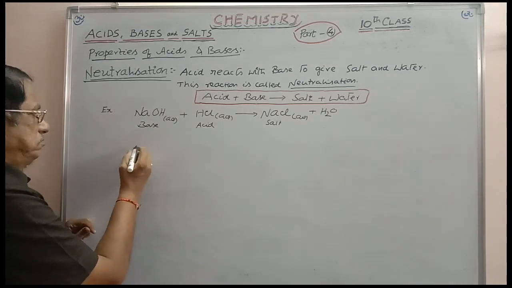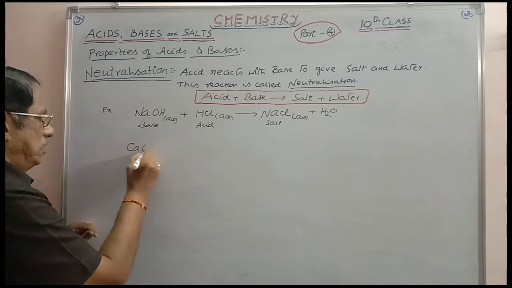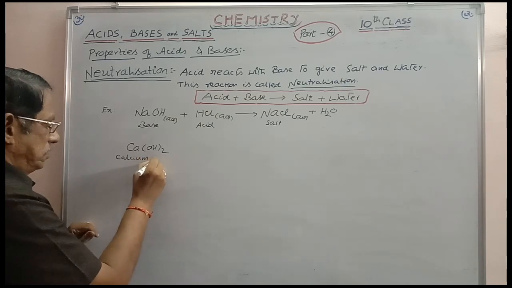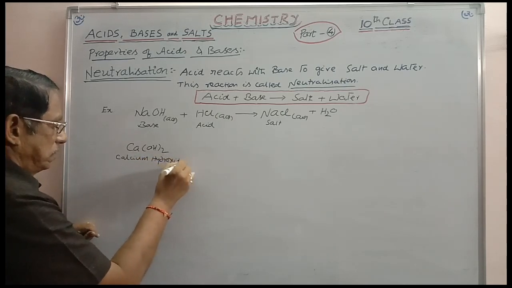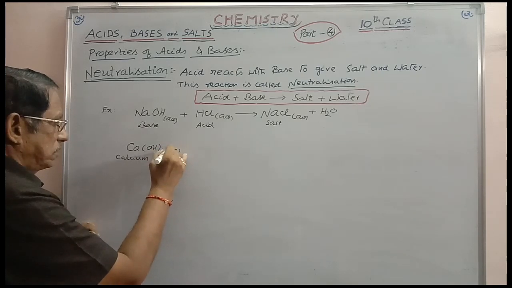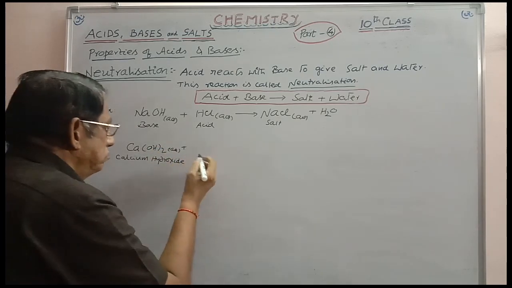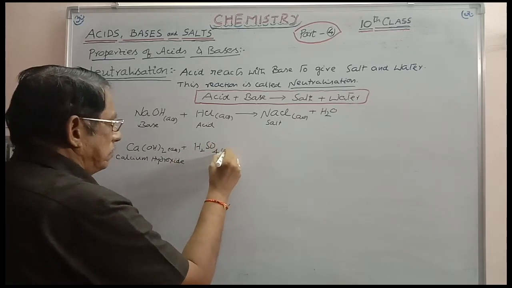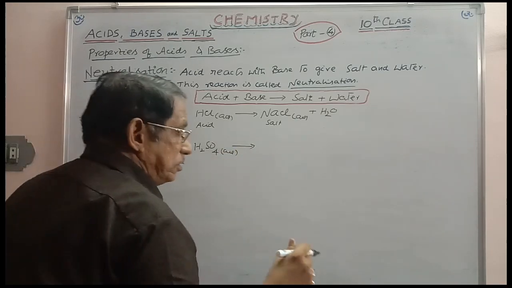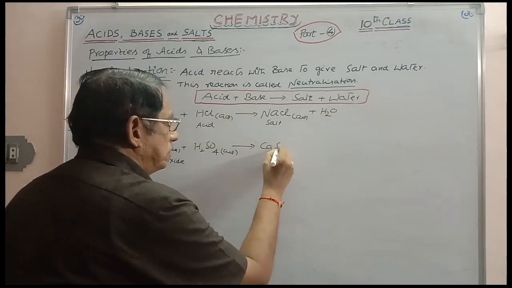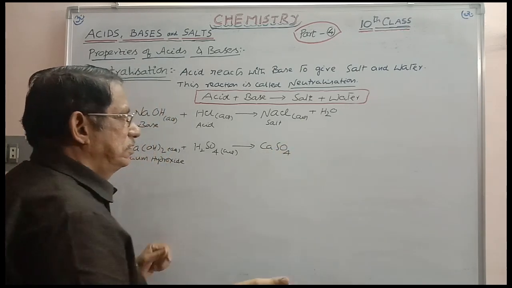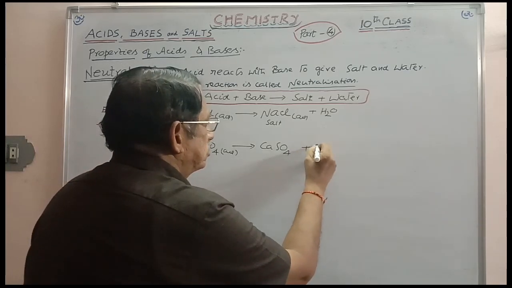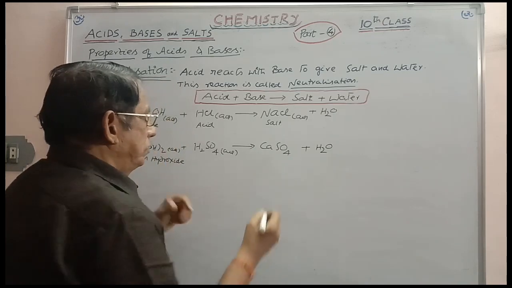Similarly, you can take another one, calcium hydroxide aqueous, plus H2SO4 aqueous, sulfuric acid. You will get salt, namely calcium sulfate. It is present in water. It is insoluble up to some extent, plus water. This is salt.